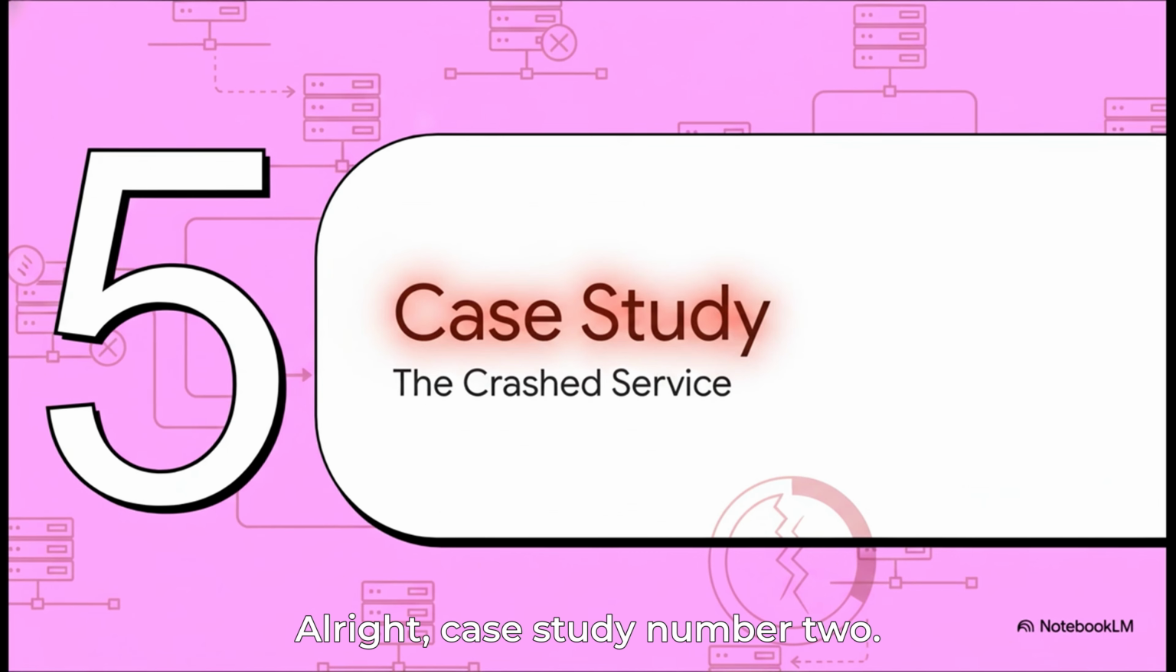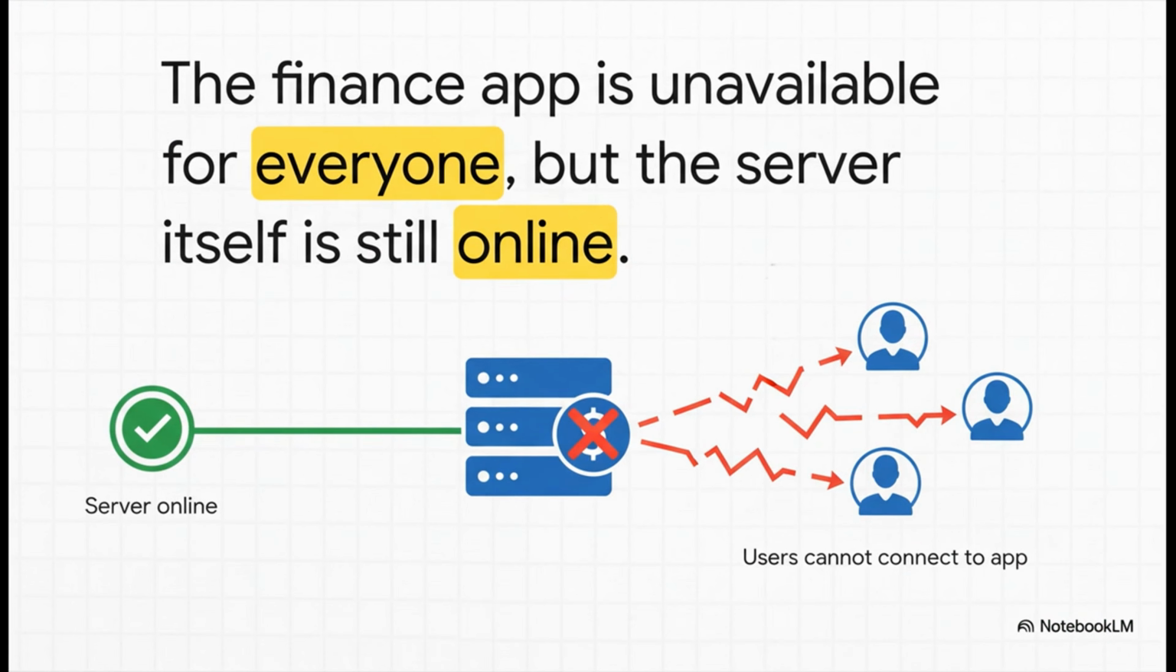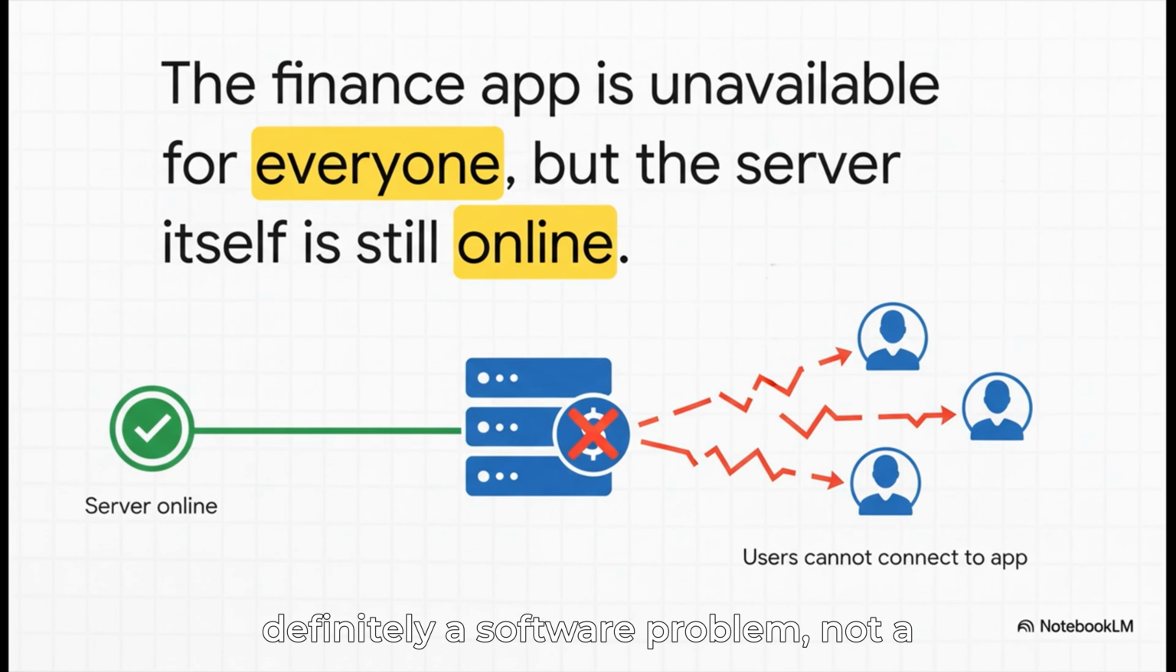All right, case study number 2. This time, it's not just one user, it's everybody. The whole application has just stopped working. So you do your basic checks. You can ping the server, you can even remote into it. The server itself is alive and kicking, but the finance app that everyone needs, dead in the water. This tells you it's almost definitely a software problem, not a hardware problem.